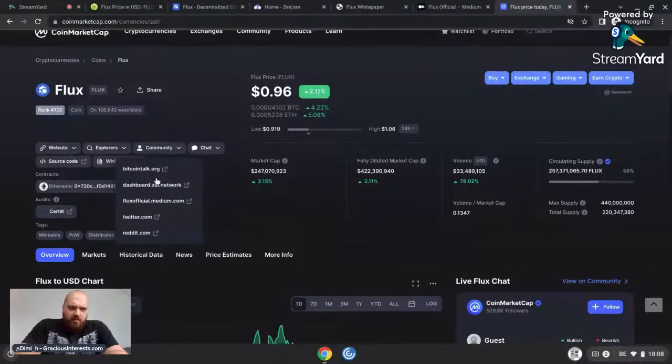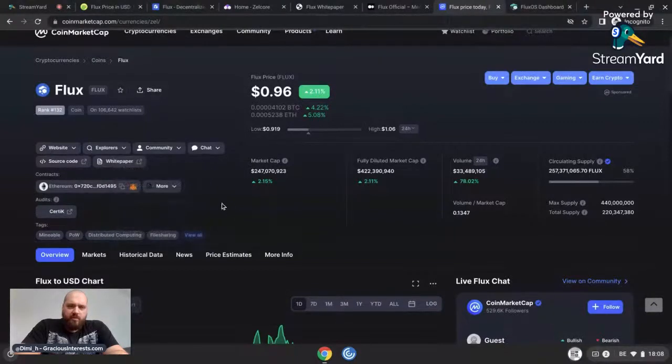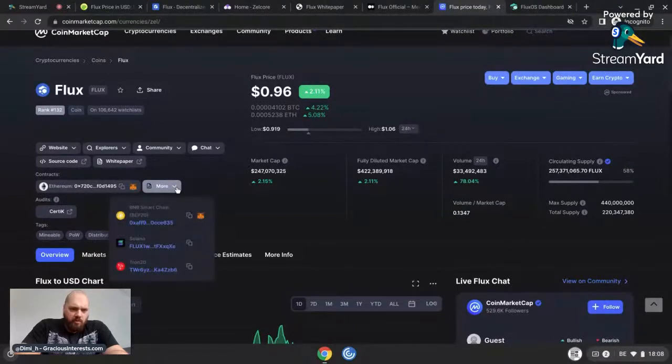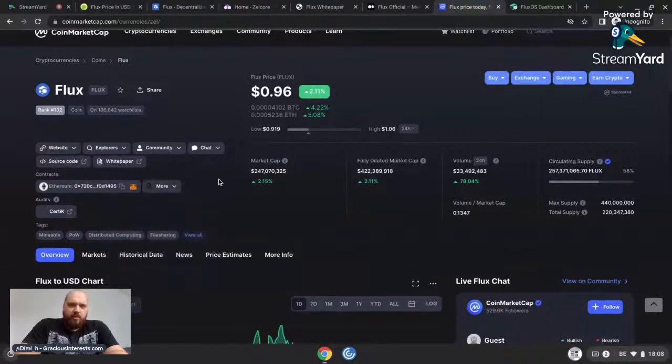Communities is about the same, though I'm seeing here additional community, Twitter, Reddit, okay. Chat, Telegram, Discord, okay. Source code, white paper is also made available. Solana, Tron, BNB, Ethereum. So there's multiple contracts which exist for Flux. That to me is something a bit odd, though I might see that they are.